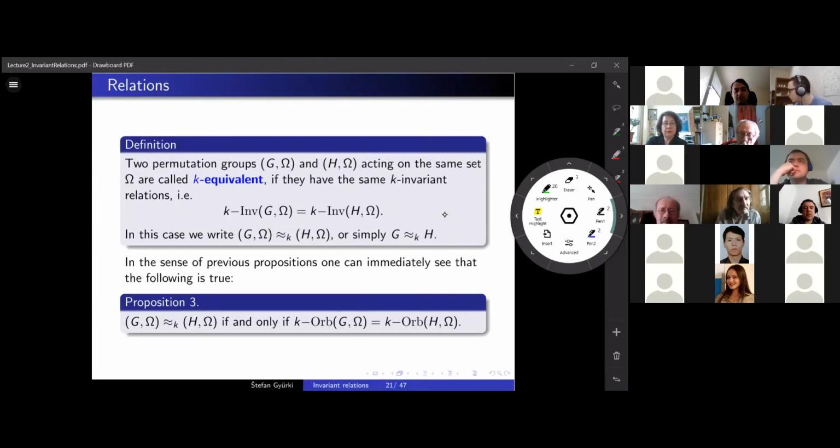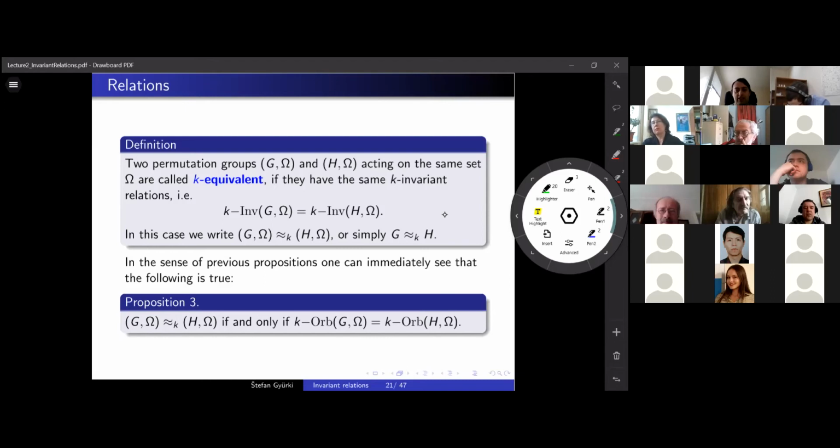Now, an important concept is the k-equivalency of permutation groups. We are saying that two permutation groups G and H, which are acting on the same set, so this is necessary that they are acting on the same set. Otherwise, there is no sense to define k-equivalency of them. So two such permutation groups are called k-equivalent if they have the same k-invariant relations.